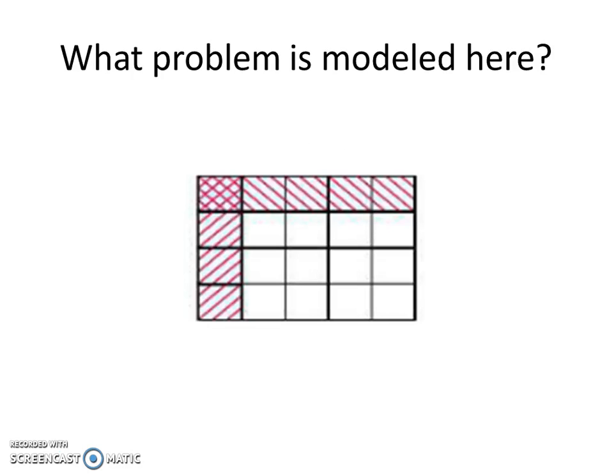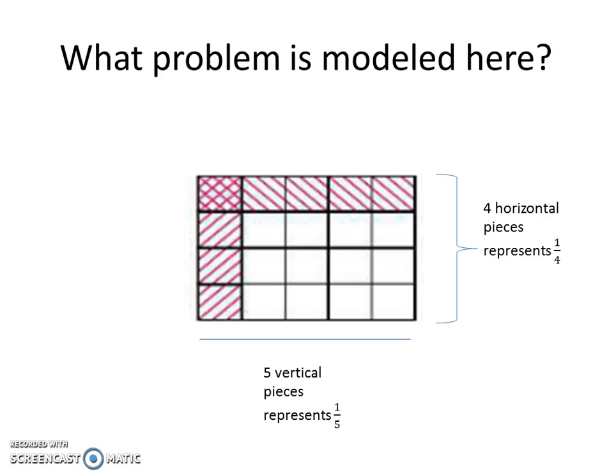Let's think about another example using an area model. If we look at this picture, we want to do the reverse and figure out what problem was solved on this area model. I want you to think about how many pieces this rectangle is divided into, and then think about vertically and horizontally how many sections you see. If we look horizontally, it is divided into 4 pieces representing 1/4 each. Then if we look vertically, we see that there are 5 columns representing 1/5 each.